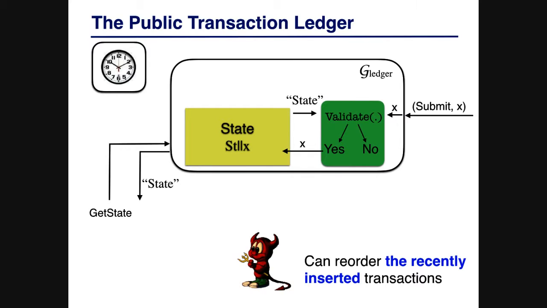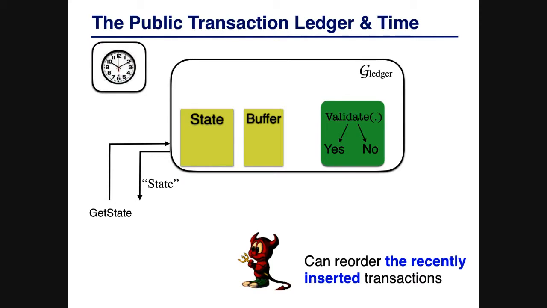To distinguish recently inserted from older inserted transactions, we split the state into two parts. What we now call the state is a part that cannot be changed, that the adversary does not have any influence on. If you know something about Bitcoin, this corresponds to transactions that are deep enough in the blockchain so that they cannot be changed. The other component is the buffer, which can be influenced by the adversary.